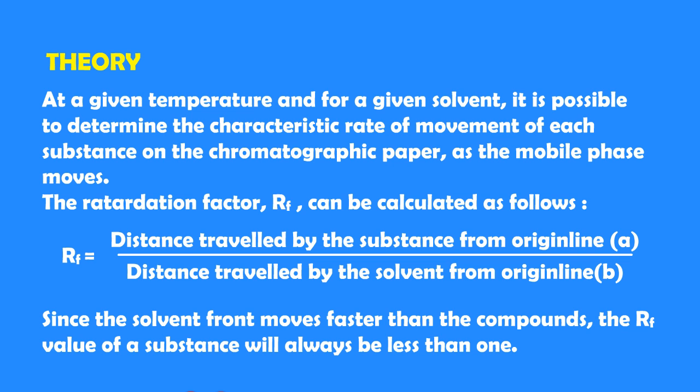Theory: at a given temperature and for a given solvent, it is possible to determine the characteristic rate of movement of each substance on the chromatographic paper as the mobile phase moves. The retardation factor RF can be calculated as follows: RF equals the distance travelled by the substance from the original line A, divided by the distance travelled by the solvent from the original line B. Since the solvent front moves faster than the compounds, the RF value of a substance will always be less than 1.